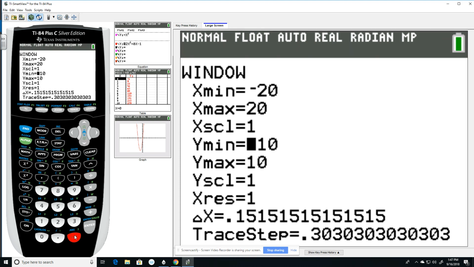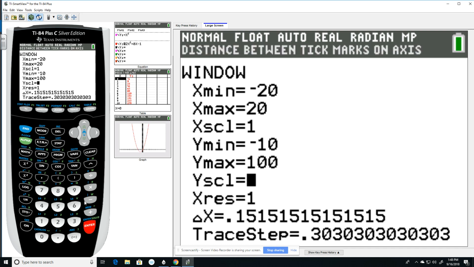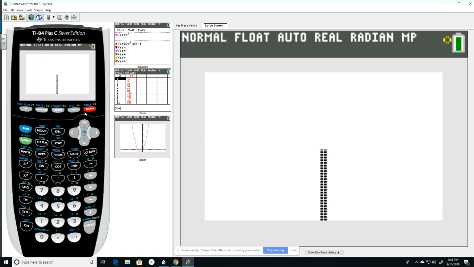Y minimum, that's my smallest y value, and I'm going to leave that at -10 because my graph stopped at the bottom. If I look at more picture down here, smaller than -10, it's not going to give me any more picture. And then my y max, I can set to whatever I want. I can set it to 100 if I want to. And when I hit enter, that saves my settings and I can go to graph.